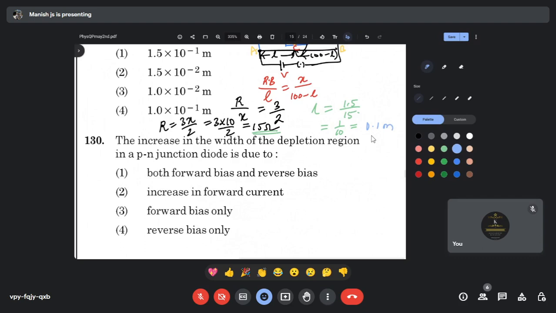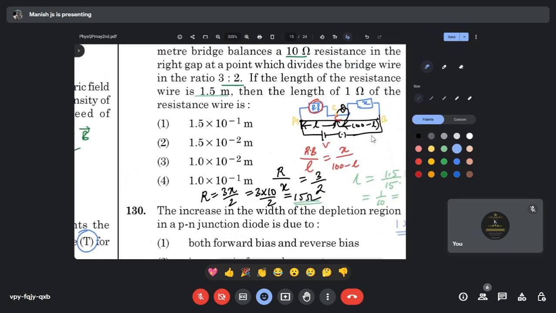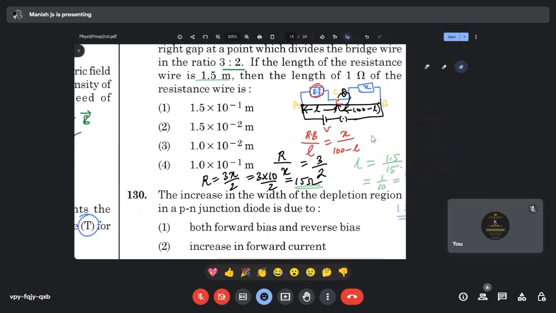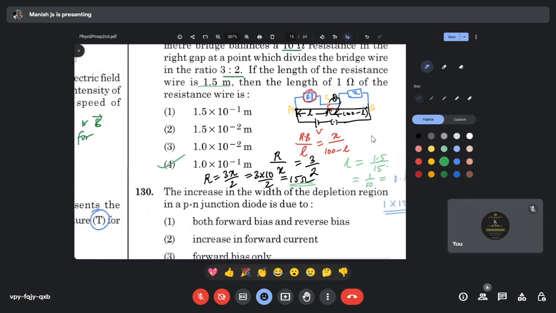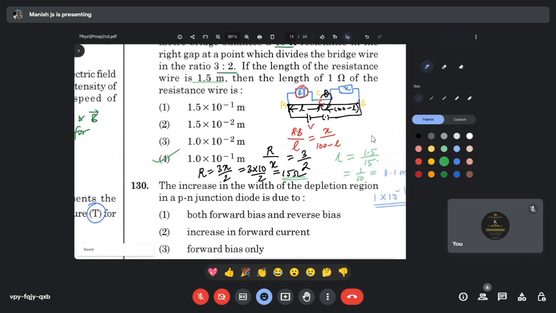So 0.1 meters in terms of significant figures can be written as 1 into 10 to the power minus 1 meters. That's it. So the answer is option 4. Option 4, not 3, 4. 1 into 10 to the power minus 1. So this is how you solve this question.